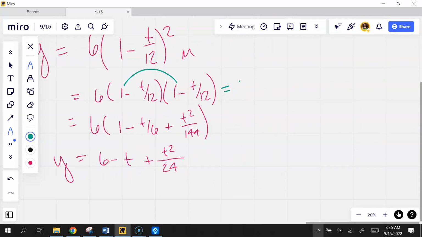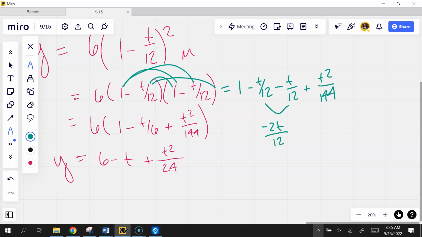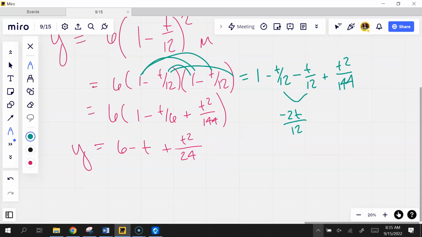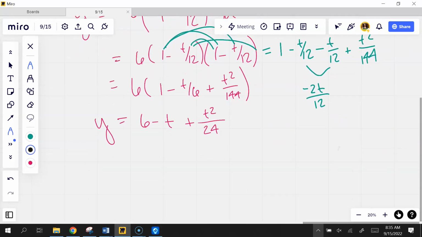So I did 1 minus t over 12 minus t over 12 plus t squared over 144, right? These two together, since they have the same denominator, negative t minus t would be negative 2t, and then 2 divided by 12 would be 6. It's a little confusing with the fractions. Now that it's in the form of a polynomial, it's a lot easier to take the derivative, right? Say right, because it is.